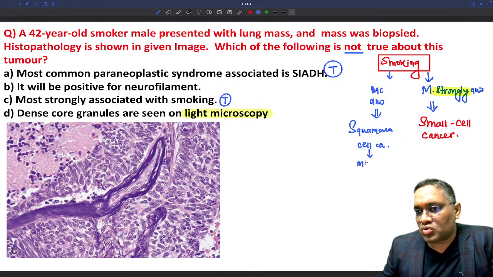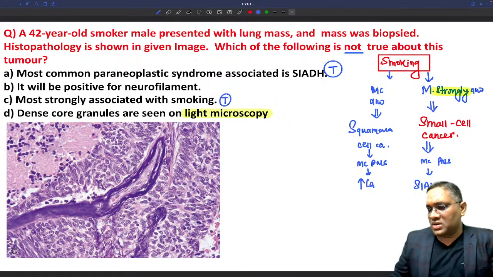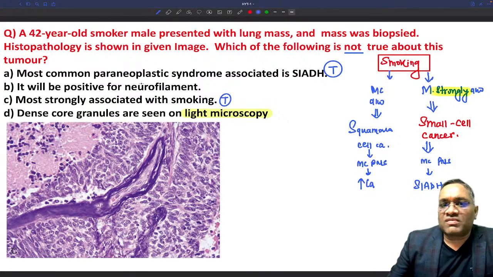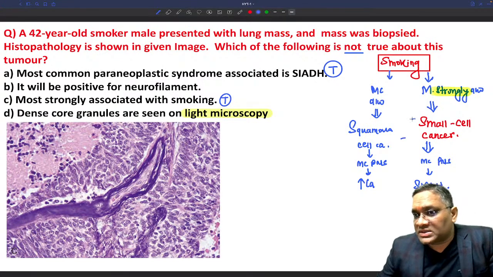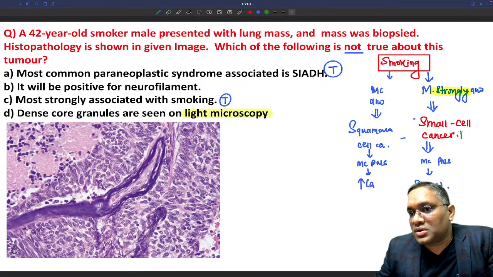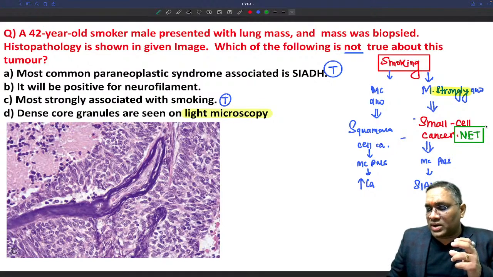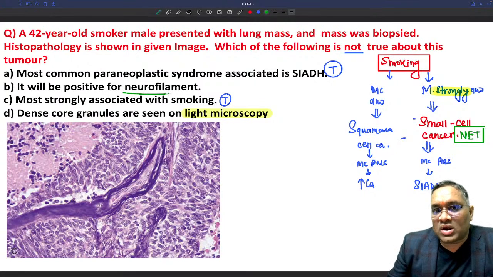In squamous cell carcinoma, the most common paraneoplastic syndrome is hypercalcemia. In small cell cancer of the lung, the most common paraneoplastic syndrome is SIADH. So this is the point we have to keep in mind. So that is a true statement. It will be positive for neurofilament. See, I have not written carcinoma, I have written cancer, because small cell cancer is a neuroendocrine tumor. They have a neural element, they have endocrinal nature. Whenever you see any neuroendocrine tumor, they will be positive for neurofilament markers. Right?